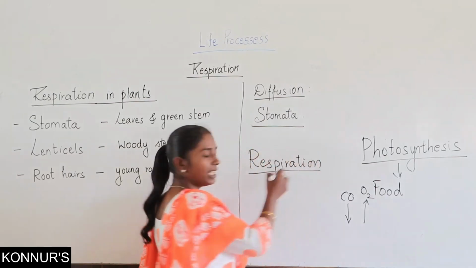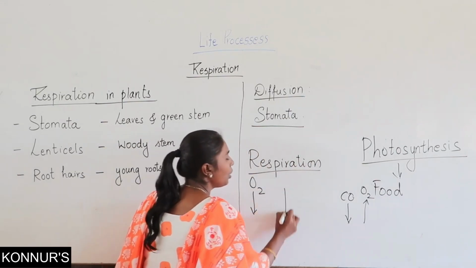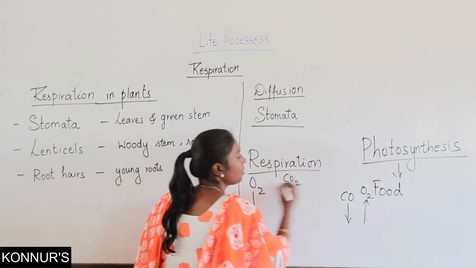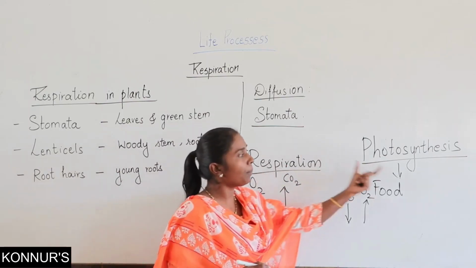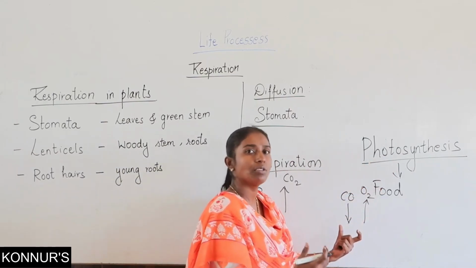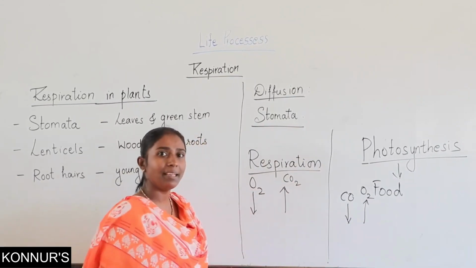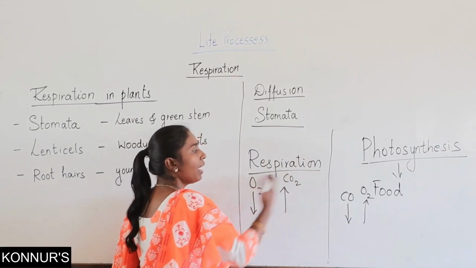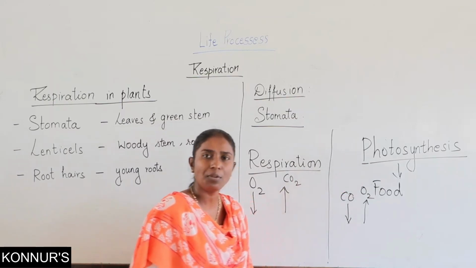And during this process, they take in oxygen and give out carbon dioxide. Please note this point, children. Plants, during the process of photosynthesis, take in carbon dioxide and give out oxygen. But during the process of respiration, like us, they take in oxygen and give out carbon dioxide, and this carbon dioxide is used for the process of photosynthesis.